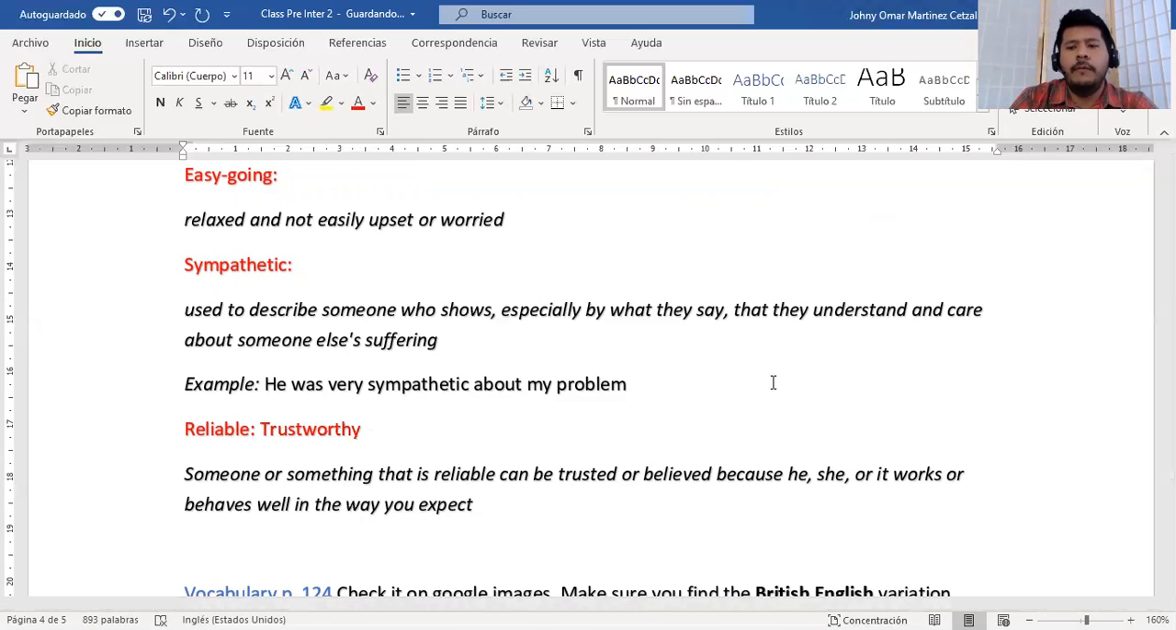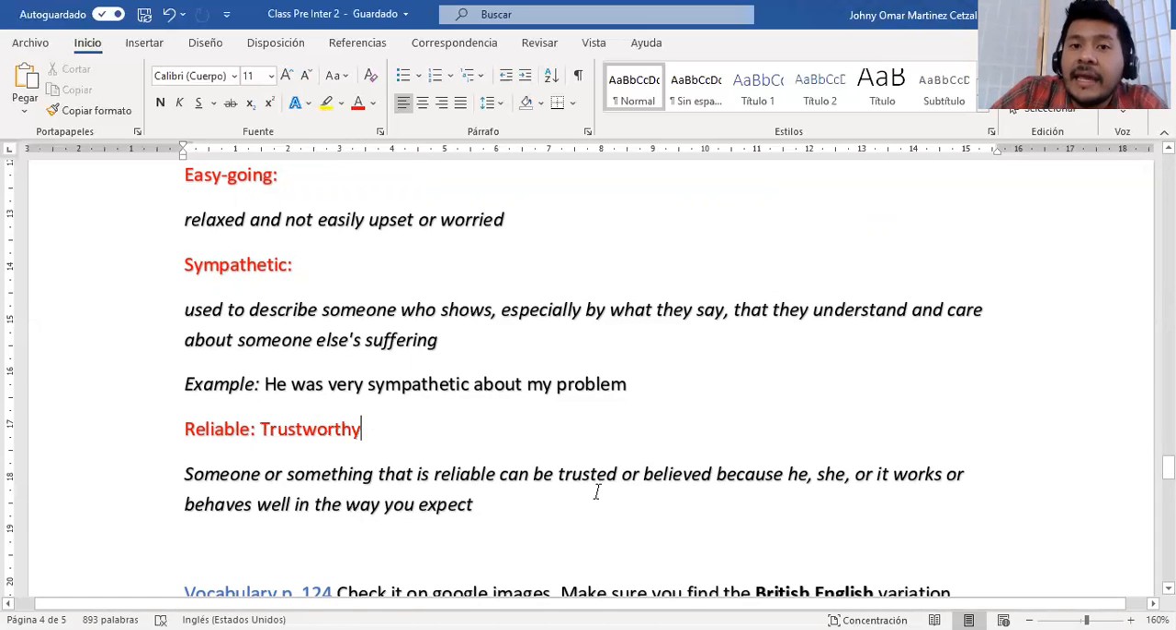Okay. So for example, when you say, oh, he is very reliable because he said he would come to the party and he came. Okay. Oh, and Renata is very reliable. She said that she would bring a cake for the party and she brought the cake. So in that case, when you say something and you do it, that's reliable. I can trust, I can believe in you. That's the meaning of reliable.